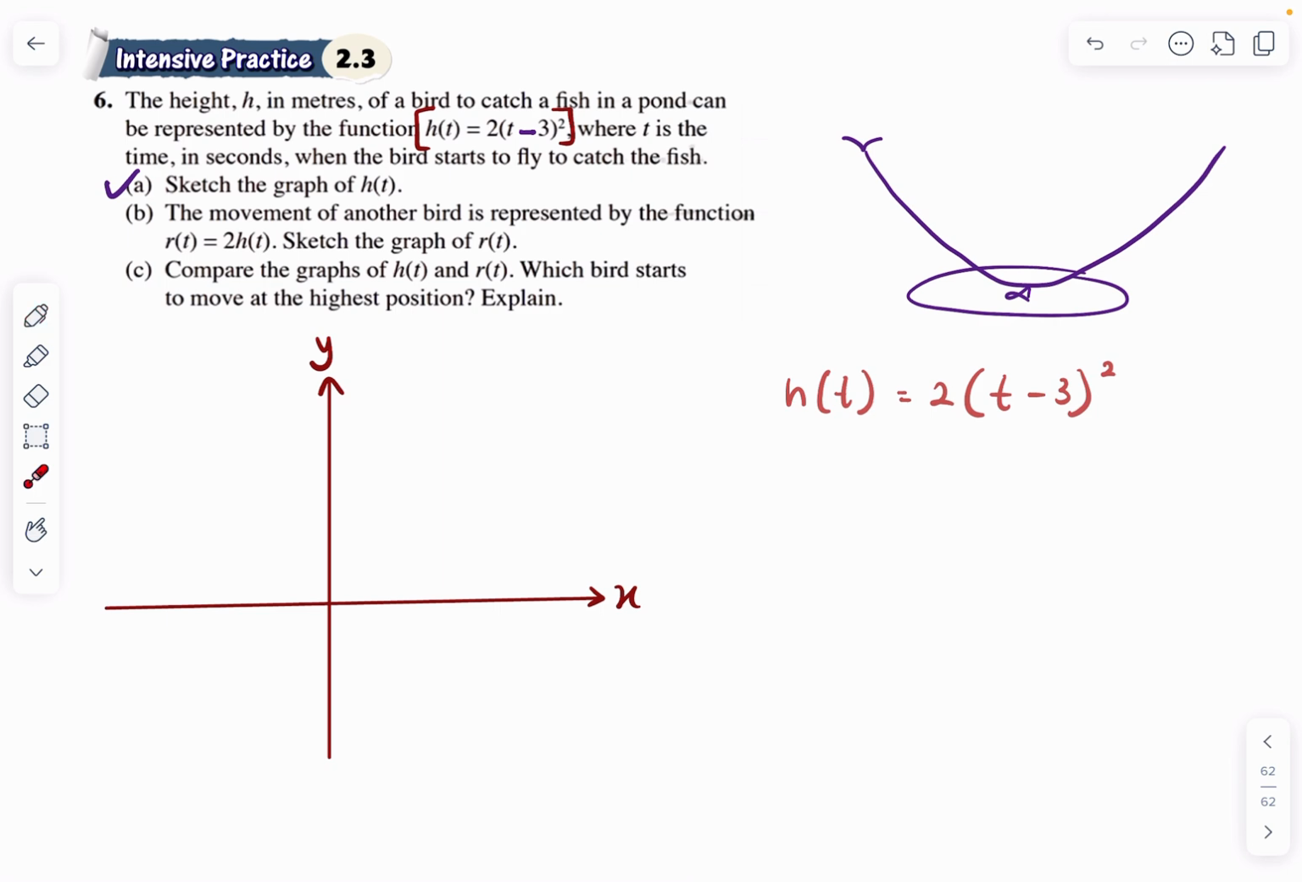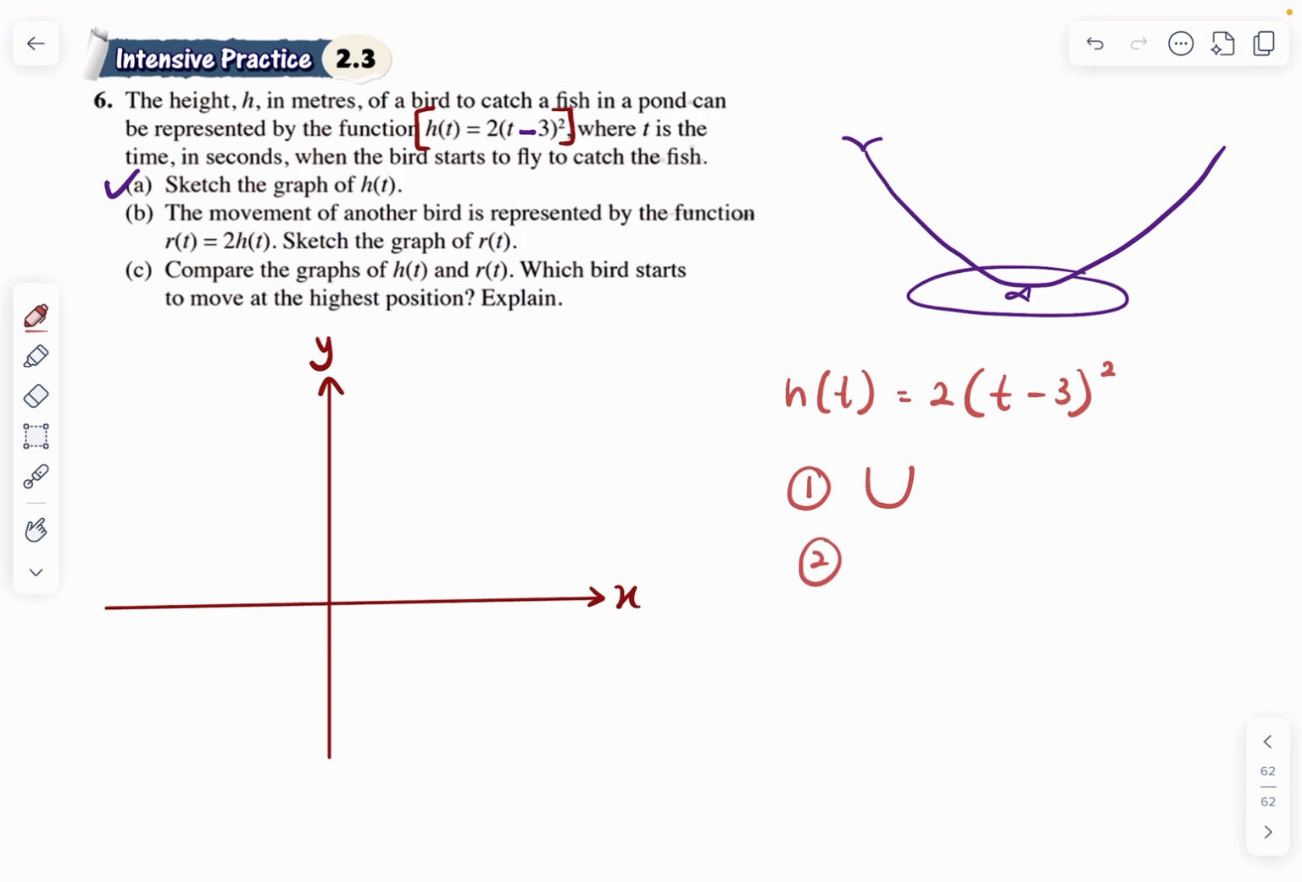To check the shape, in this case, if you expand this, the t will become t squared times 2. So you'll get 2t squared plus something something something. So in this case, this value is our a, and our a is 2. So if a is more than 0, we will get a smiley face. So in this case, the graph will be a smiley face. If our a is negative, we will get a sad face. Okay, so we already know we're going to get a smiley face.